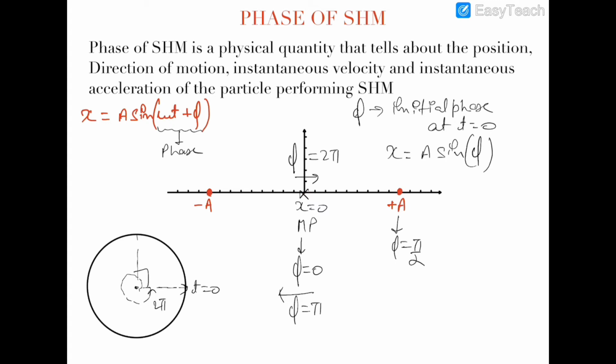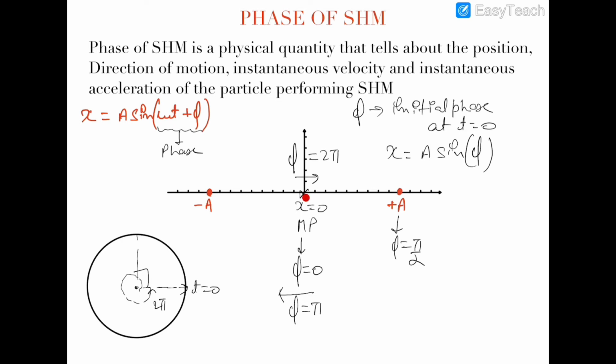It is also important to note that the phase change of the particle when it moves from 0 to a is equal to the phase change when it moves from a to 0. So the phase change when it moves from 0 to a is pi by 2, and the phase change when it moves from a to 0 is also pi by 2. So the total phase change is pi, coming back to this position.